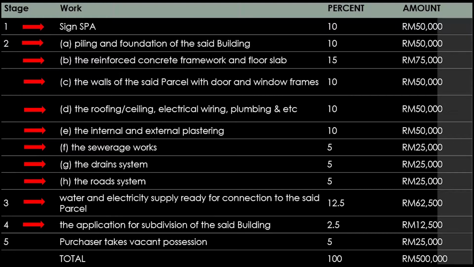And what is this for? This is to prepare for your strata title in the future. So this will be another 2.5%, which amounts to 12,500. Now finally, when you are ready to collect your key, you will have to pay another 5%, which is 25,000. Now when it's ready to collect the key, it does not mean that when you are ready to collect your key, then you pay the 5%.